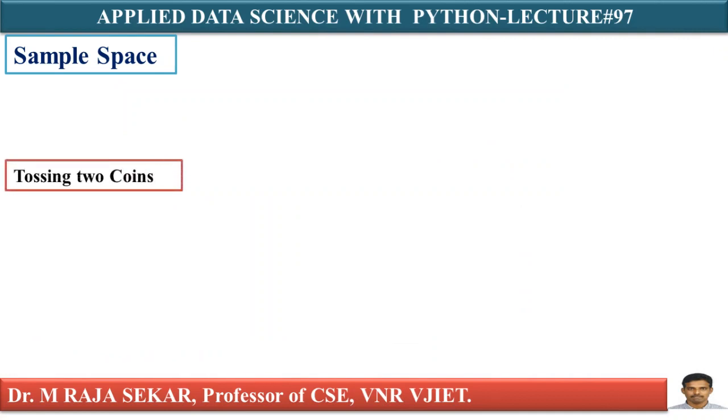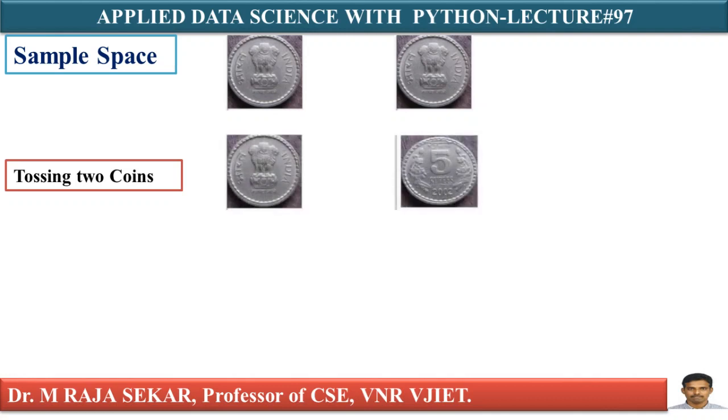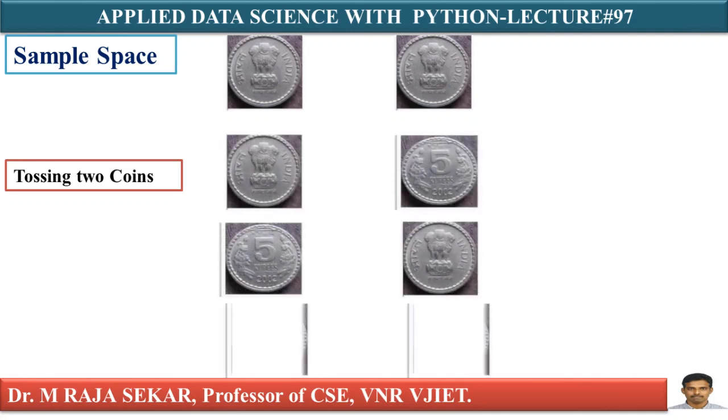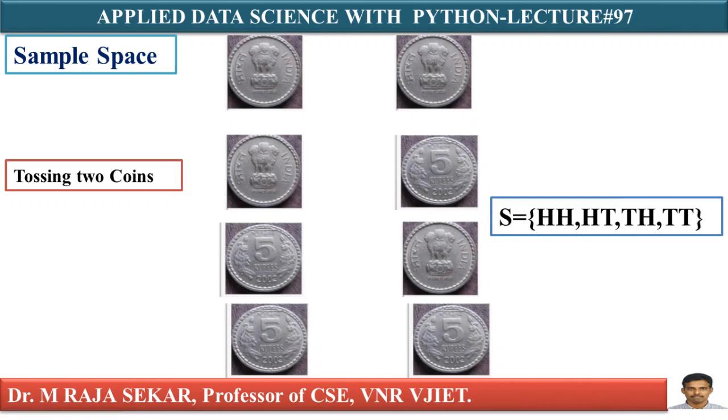Now, let me consider another example, tossing 2 coins. If I toss 2 coins, what happens? There are 4 possible outcomes. If you toss n coins, you will get 2 power n possible outcomes. Here you have 2 coins, therefore n equal to 2. 2 power n means 2 square. 2 square means how many possibilities? 4 possibilities.